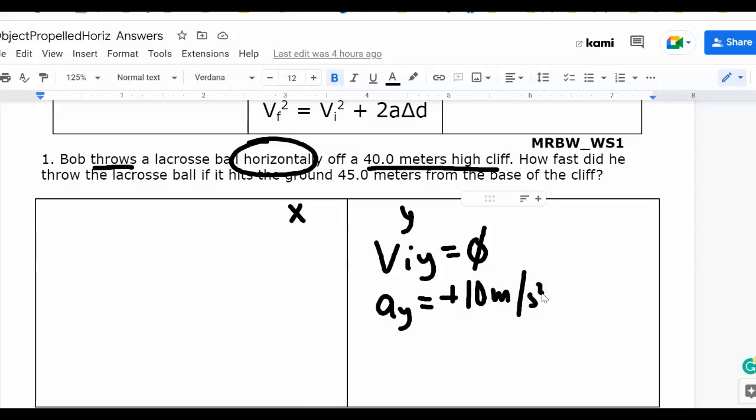Now, 40 meters high cliff. What's that mean? What side does that go on? I'm just writing stuff down. How fast did he throw the lacrosse ball? Which side does that go on? How fast, which of course is just the x. How fast did he throw the lacrosse ball if it hits 45 meters from the base of the cliff? Where does that go? 45 meters, dx.